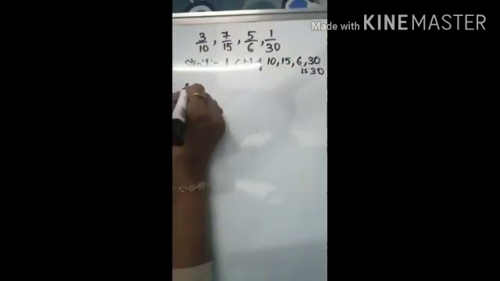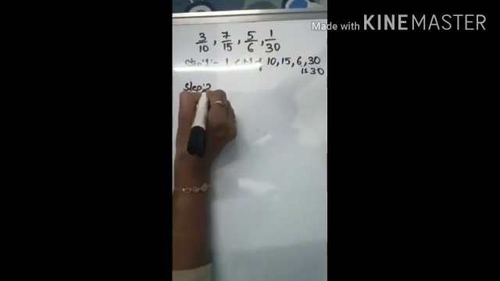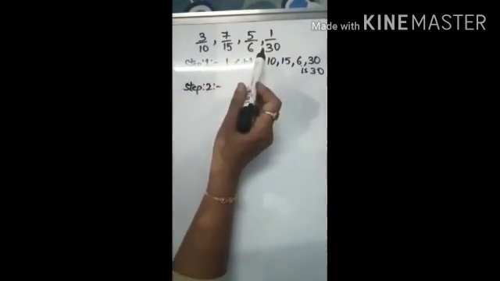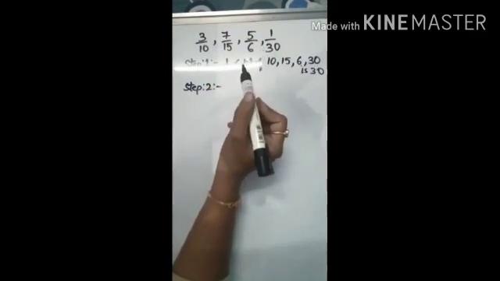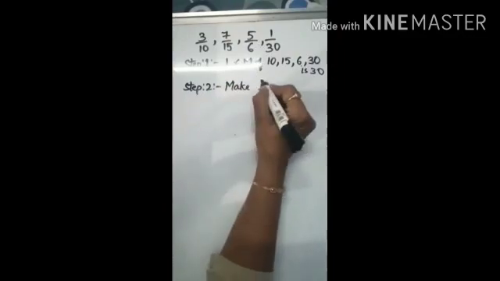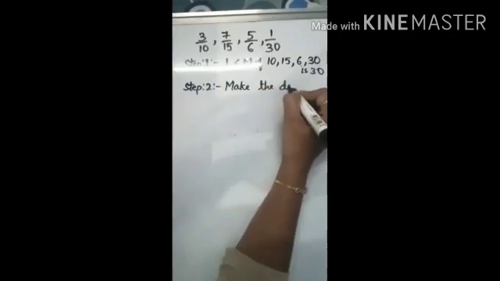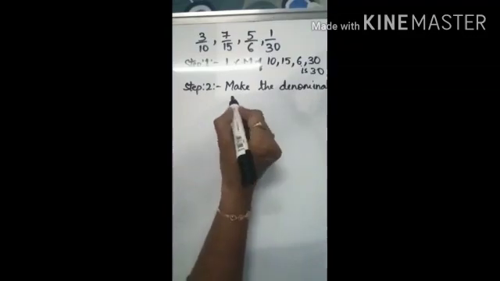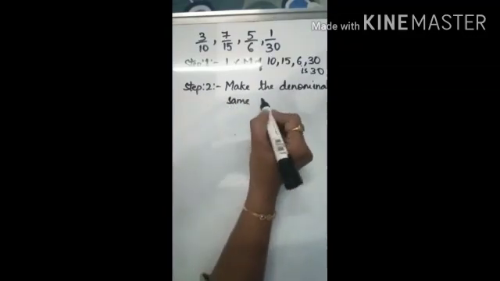Now let's go to step 2. What is step 2? Why did we take LCM? We took LCM of the denominators to make the denominators same, that is, to make the fractions like fractions. Now step 2 is to make the denominators same. Convert them into like fractions, making the denominator same.